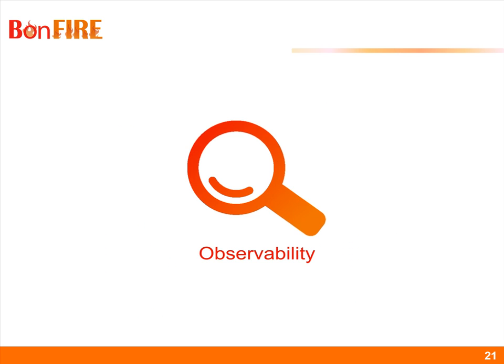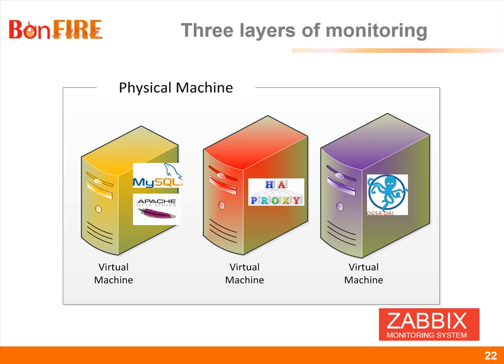Starting with observability, we provide 3 layers of monitoring. So assume a deployment where you have 3 virtual machines, all running on the same physical machine and therefore on the same site. These virtual machines are running applications on them like MySQL, Apache, HAProxy, your own application like Oxadai here. And all of these have Zabbix agents deployed on them. So what you can do is you can add your application metrics into the Zabbix system and access them together with the virtual machine metrics.